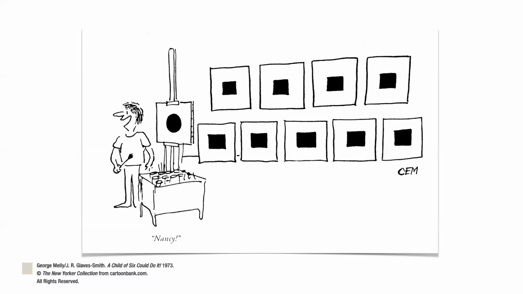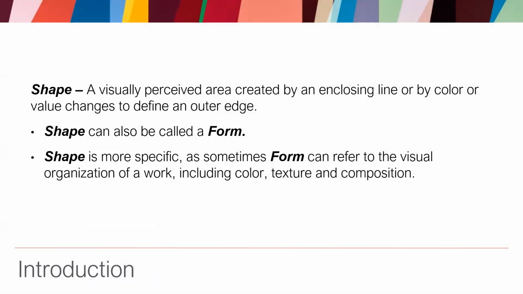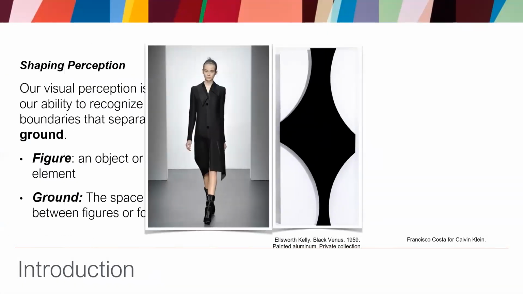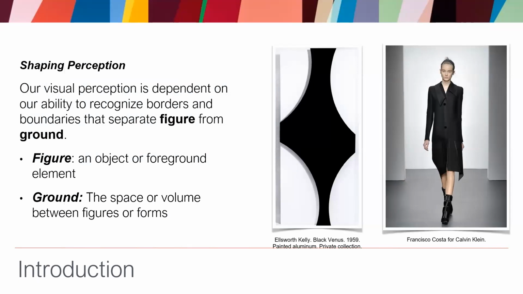Got shape, and we've got a new shape there. It's just the area that we're looking at. So you can also call it form, but shape is more specific than form. So here we've got the figure, and then the ground is the space between the elements.